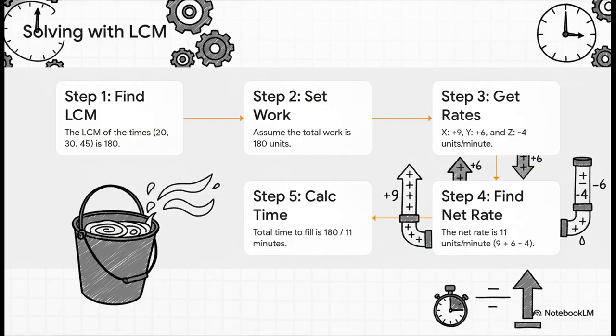So the net rate is simple, 9 plus 6 minus 4. That's 11 units being filled every minute. To find the total time, it's just our total work, 180, divided by our net rate, 11. Boom, 180 over 11 minutes. It just makes so much sense.